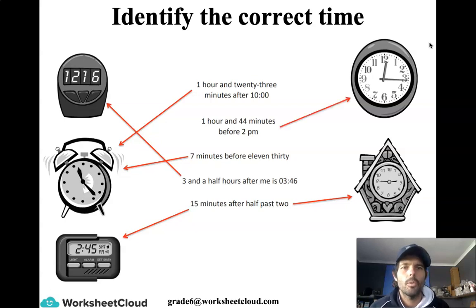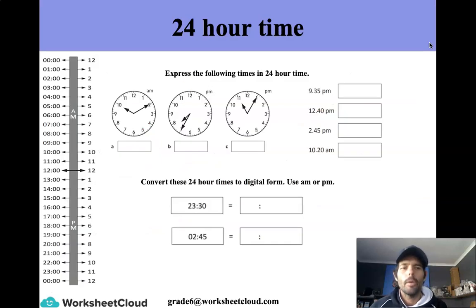and that leaves us with 1 hour and 44 minutes before 2 p.m. So if we go back 1 hour before 2 p.m., it's 1 p.m., and then 44 minutes more is going to be 12:16, and you can see the minute hand is pointing at the demarcated number after 3, which is 16 minutes. Okay, great. Now we get on to 24-hour time.